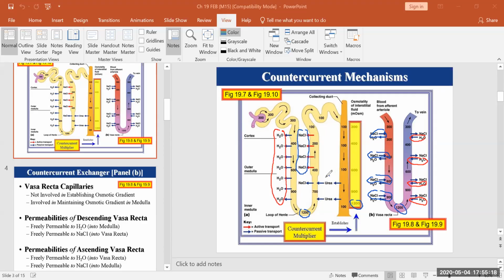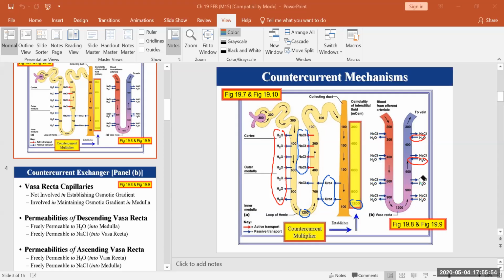And urea, like I mentioned earlier, helps to maintain that as well. Urea can be reclaimed from the collecting duct through urea transporters being inserted into the cell membrane of the cells lining the wall of the collecting duct, allowing urea to get back in. So urea would leave the urine and get back into the renal medulla. So urea is being recycled to maintain that osmotic gradient.